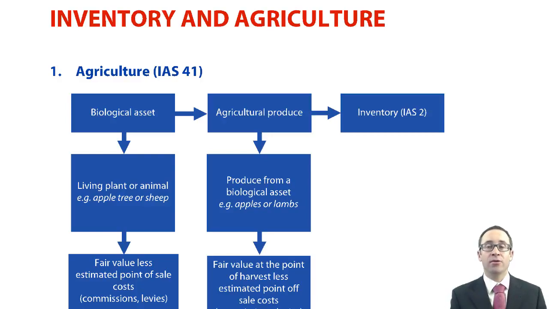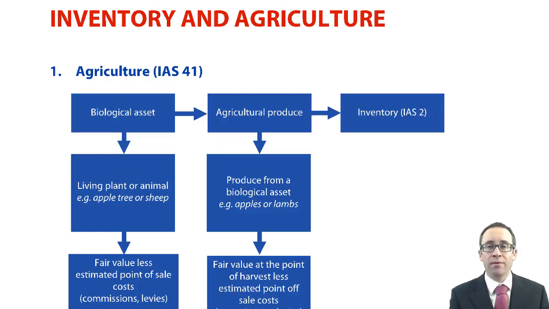We know a lot about inventory already, don't we? We know how to value it at the lower of cost and net realizable value, and you perform that valuation on a line by line basis. So we'll go through and cover that within the next video. It's much more familiar. It was even touched upon at F3 level when we introduced inventory as a year-end adjustment. So the focus, first of all, is going to be on agriculture and IAS 41.